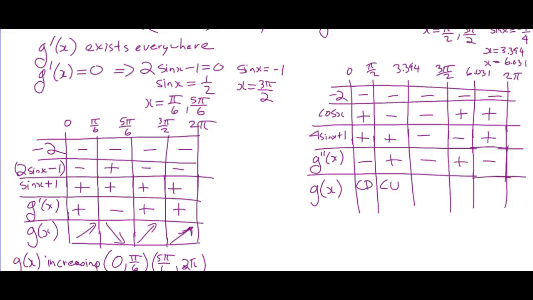Okay. Concave up, yeah. Let's finish this. Concave down, concave up, concave down. So if you're changing from down to up or up to down, what's happening? POI. Okay, so we got 4 points of inflection.